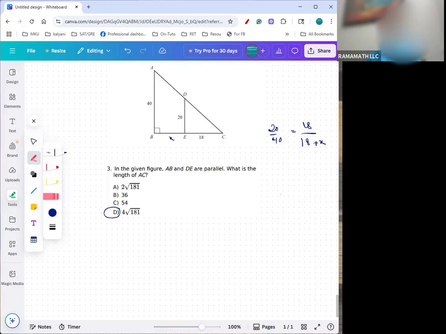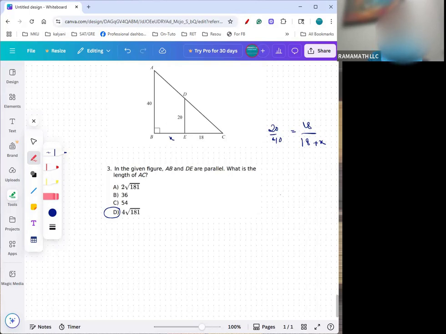Now I see 3 strategies. You got it. So one, you can use the ratios and then you can get the entire thing, the x value. X is also 18. Now the total is 36. And then use the Pythagorean theorem to get the answer of AC.